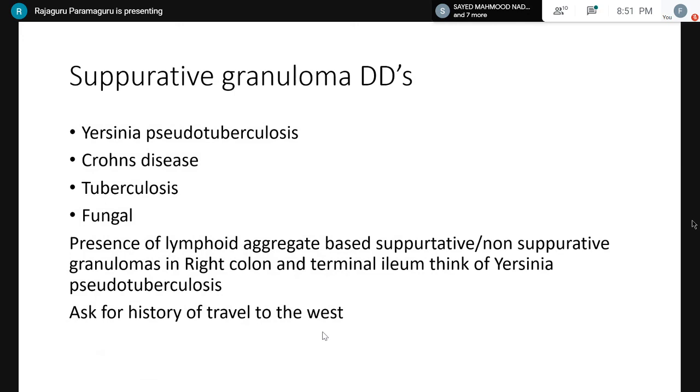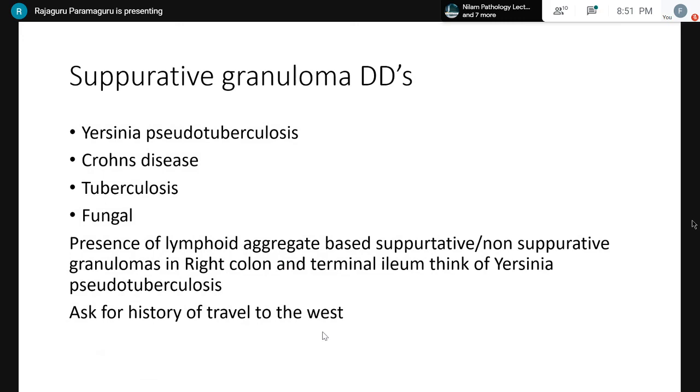So in Yersinia in particular, the changes are restricted to the terminal ileum and the cecum, the right colon mainly. And these granulomas are restricted to the lymphoid follicles. They are seen in the center of the lymphoid follicles, and most of the time they are suppurative. So that will be helpful to differentiate it from Crohn's granulomas.